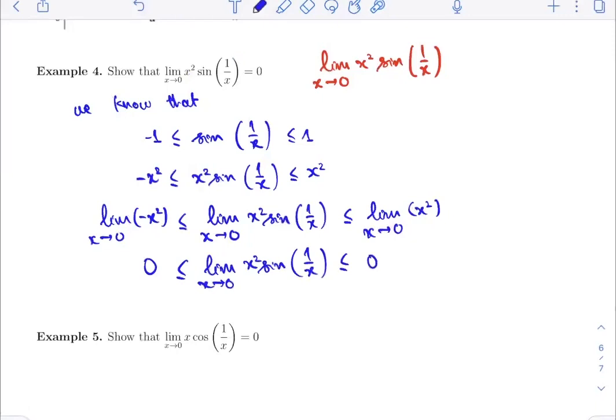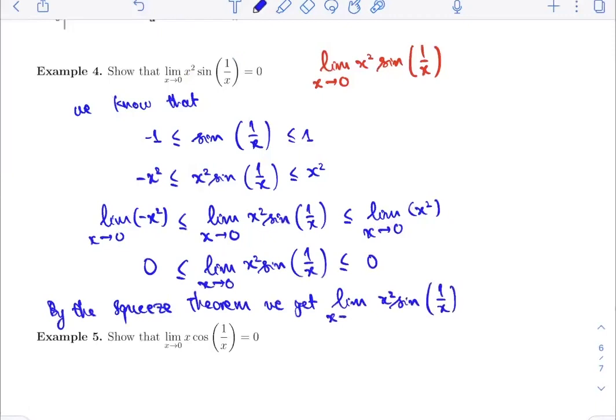By the squeeze theorem, we get that the limit in the middle, the limit of x squared times sine of 1 over x as x approaches 0, is also equal to 0. Right.